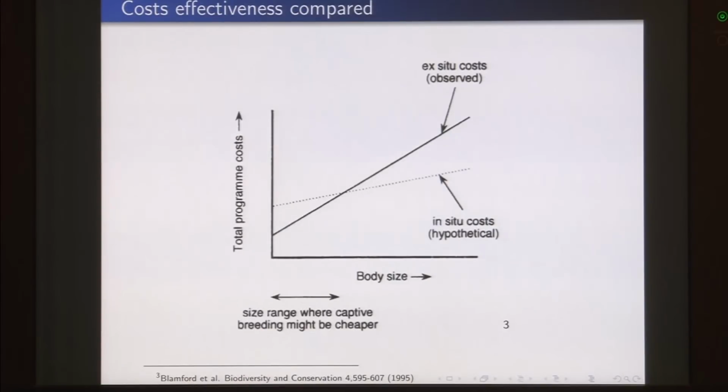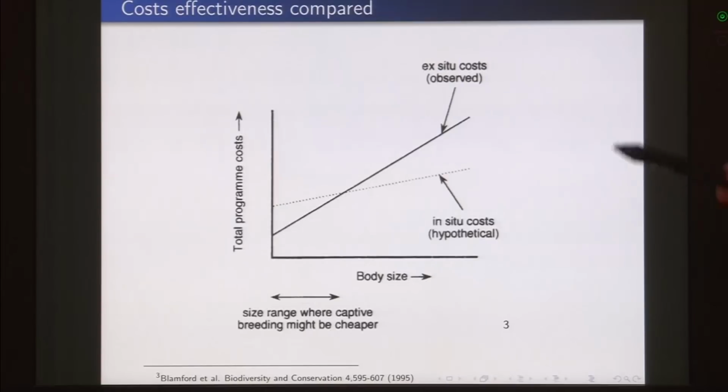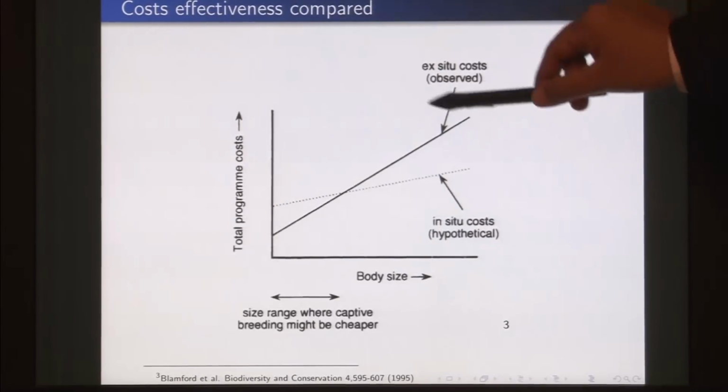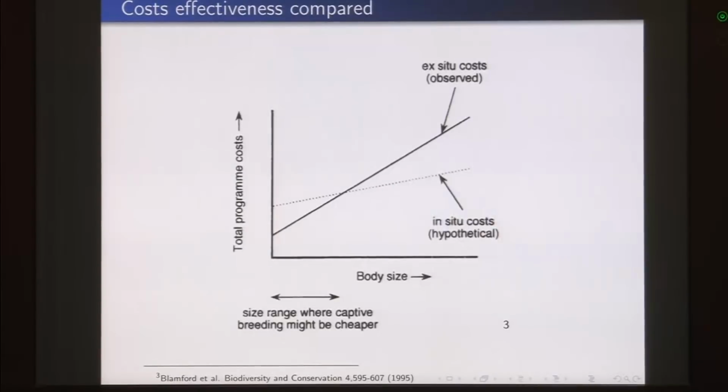Next, this paper talked about cost as compared to the body size. It turns out that in the case of ex situ conservation methods, if you have an animal with a very small body size, you will have a room, and in that room you can rear a very large number of individuals, because each of these individuals is very small and does not require much area.